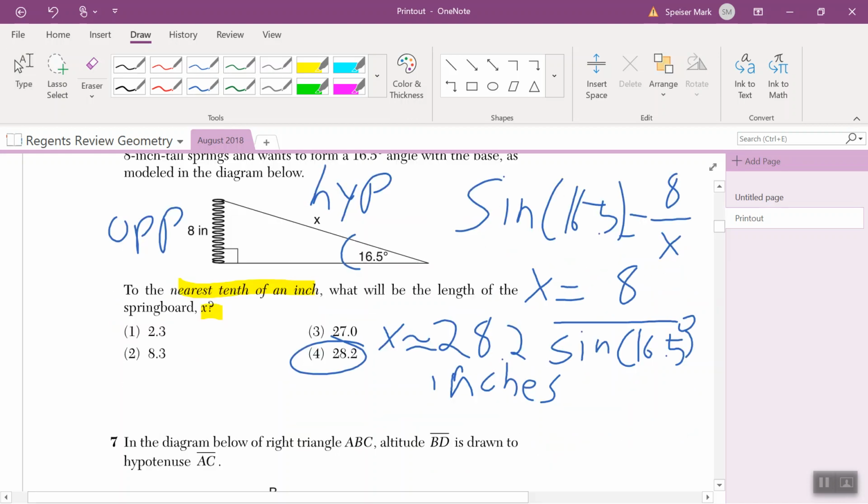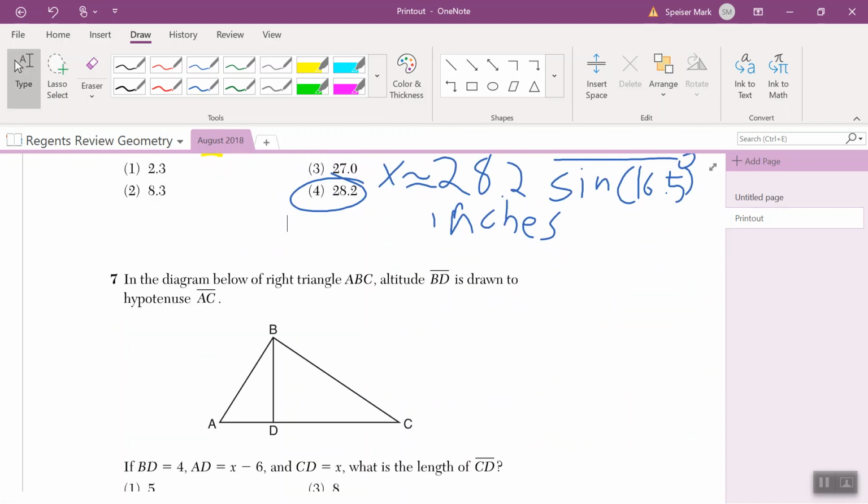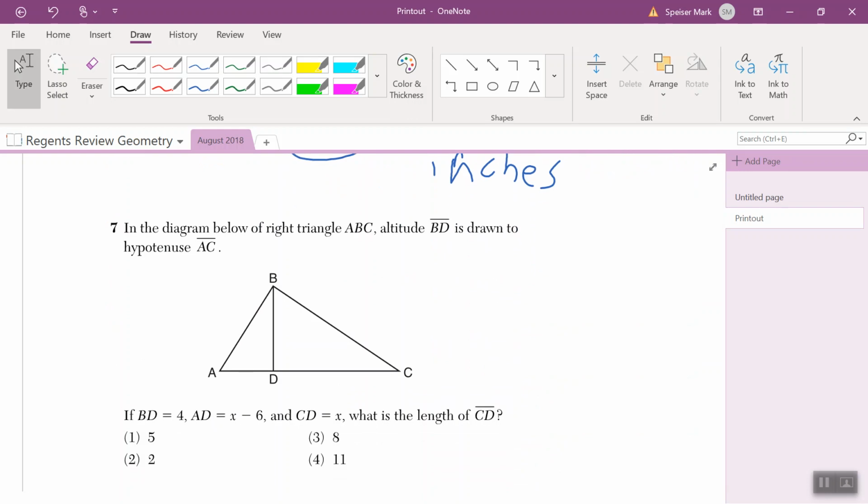On to question number 7. The diagram below, right triangle ABC with altitude segment BD is drawn to hypotenuse segment AC. If BD is 4 and AD is x minus 6, CD is x, what's the length of CD? Well, since BD is the shared side, we set up a proportion with x minus 6 over the shared side equals the shared side over x.